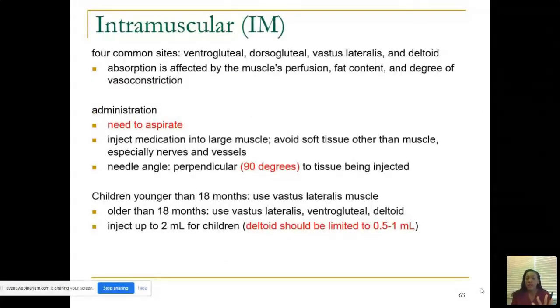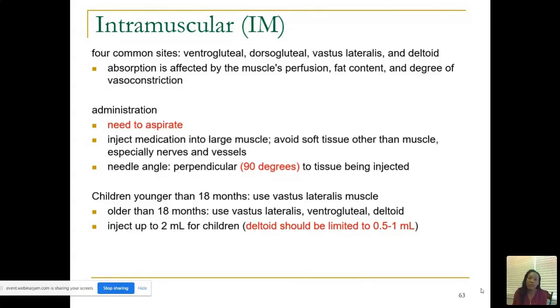Okay. In general, though, we're going to get to the bigger muscles. In general, you always want to aspirate with the intramuscular. I know some facilities in some places have changed their policy and procedure with that, but for NCLEX, we're still aspirating, folks, okay? You need to pull back. When you pull back, if you see blood, you're not in the muscle, you're in a blood vessel. So you have to get out and throw away that needle, that syringe, everything, because had you given that medication, you would not have given it intramuscularly. You can't give that drug. You start over. So we aspirate to make sure that we are in a muscle.